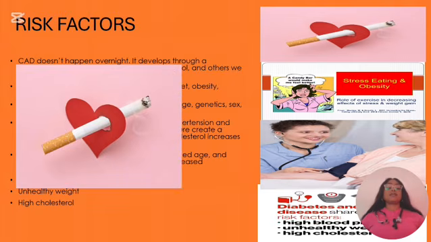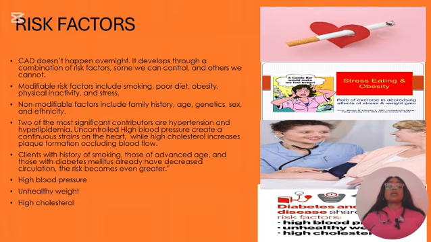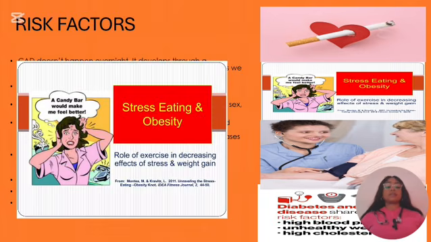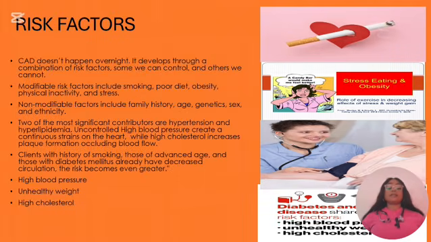What are the risk factors? Coronary artery disease doesn't happen overnight. It develops through a combination of risk factors. Some we can control and others we cannot. Modifiable risk factors include smoking, poor diet, obesity, physical inactivity, and stress. Non-modifiable factors include family history, age, genetics, sex, and ethnicity.